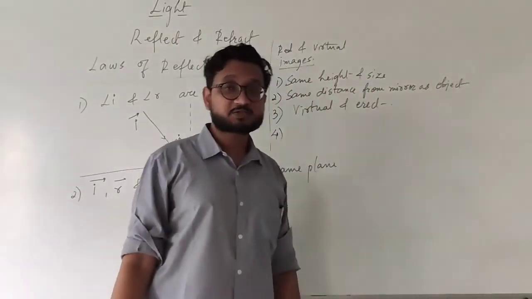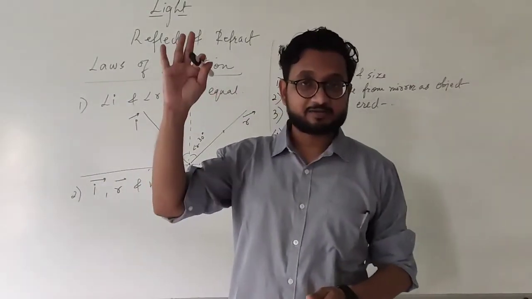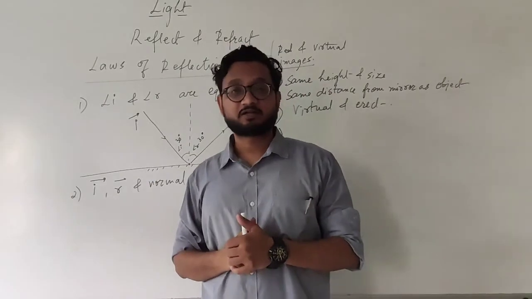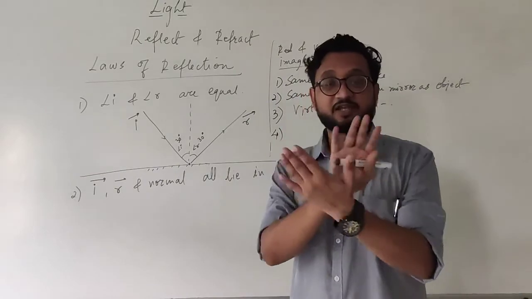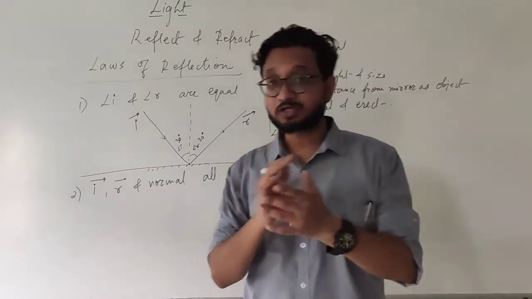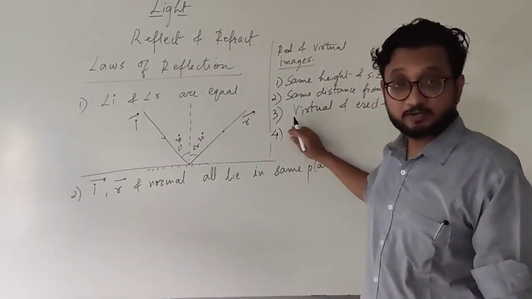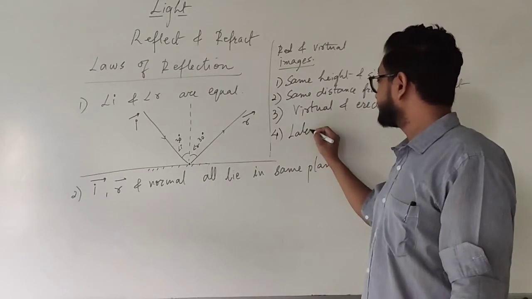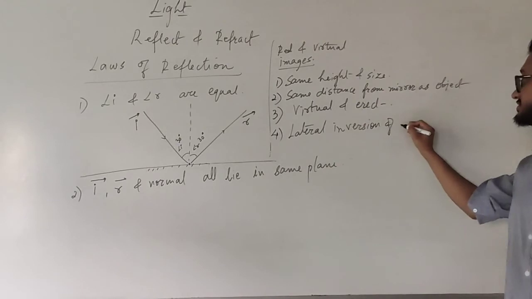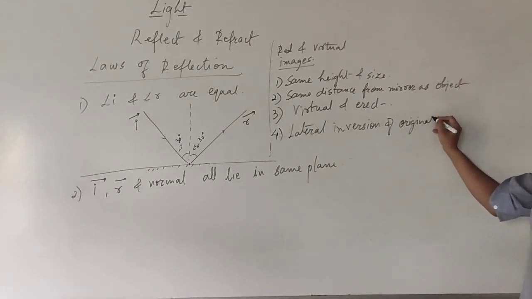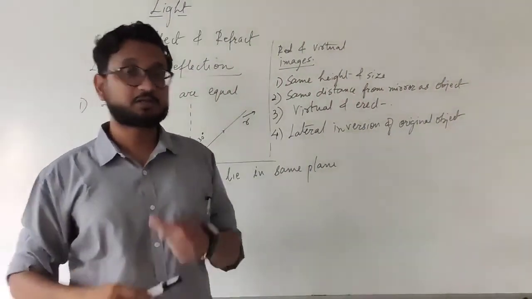And the last one, the fourth one, is that if you raise your right hand, then the image inside will raise its left hand. This phenomenon is called lateral inversion. That is, it is inverted, not upside down, but horizontally inverted. It will be the flipped image. So what we have to write here is that the image will be the lateral inversion of the original object.